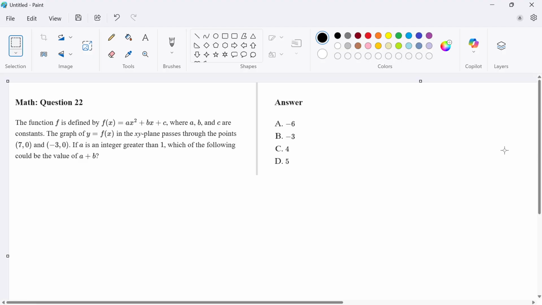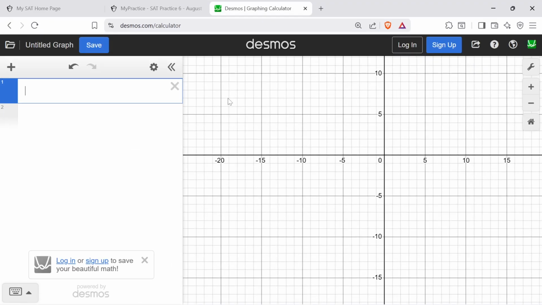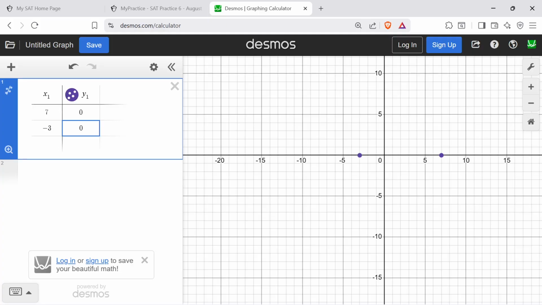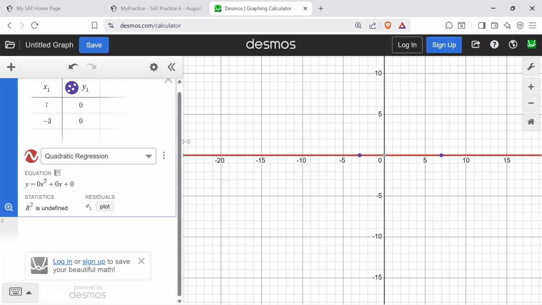Well, my first thought is to put this into Desmos. So I have (7, 0) and (-3, 0). And let's see if it can do a regression. I do a regression, and I try quadratic. And it comes up with an R squared undefined. That means the regression is no good. It's got to be equal to 1 to be good. And 0x squared plus 0x plus 0.